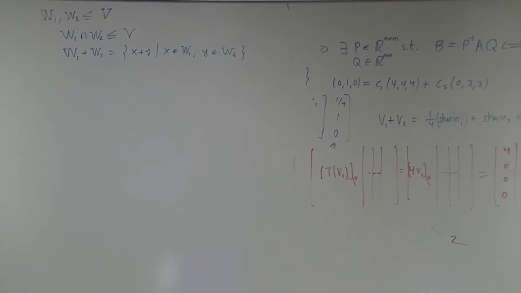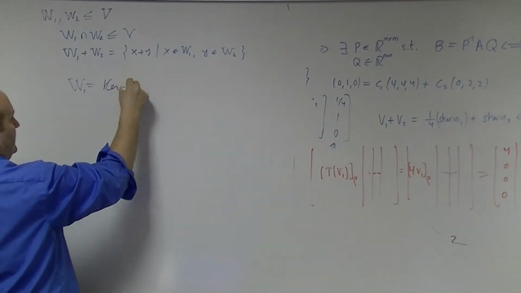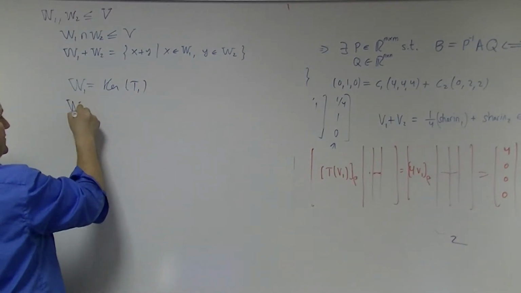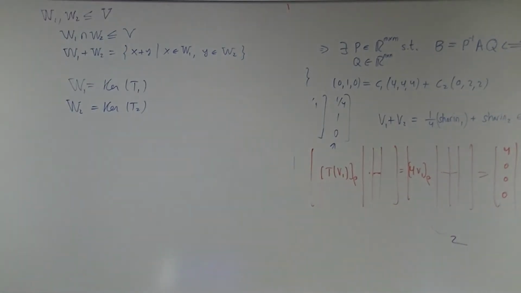But here's a thought for you. If you knew that W1 was the kernel of T1, and if you knew that W2 was the kernel of T2, maybe you could figure out a characterization of the intersection in terms of those T1s and T2s. Let me make it more simple. In Rn, isn't it kind of like the perpendicular thing again? Because one's the null space of the other, so they're kind of like opposite.